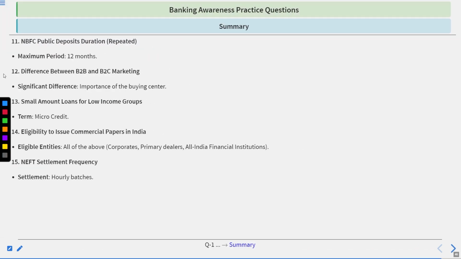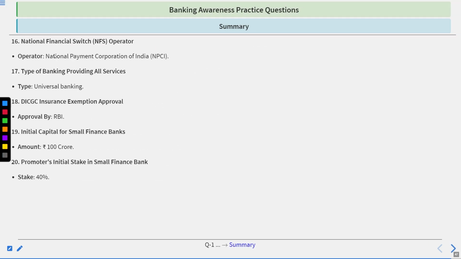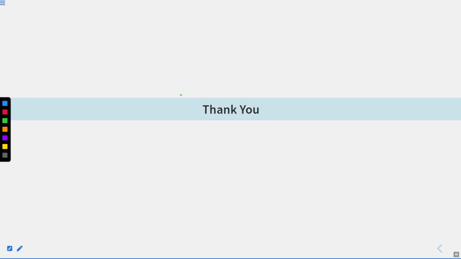We have talked about NBFC public deposit duration. We have talked about the difference between B2B and B2C marketing. We have talked about small amount loans for low income groups. We have talked about eligibility to issue commercial papers in India. We have talked about NEFT settlement frequency. We have talked about the National Financial Switch operator. We have talked about the type of banking providing all services. DICGC insurance exemption approval, initial capital for small finance bank, promoters' initial stake in small finance bank, all of these we have talked about.